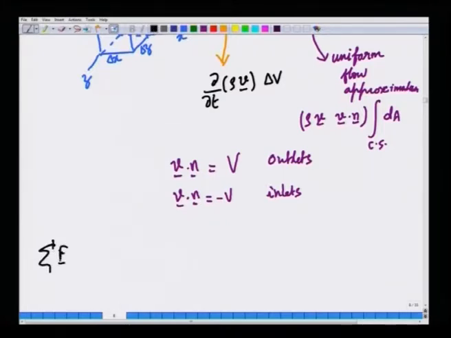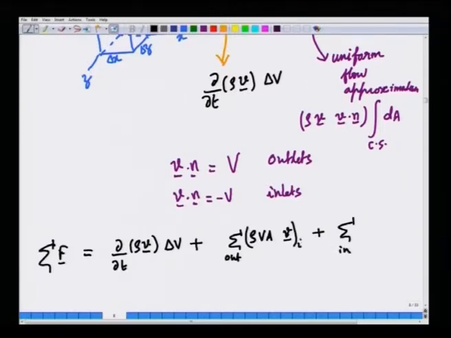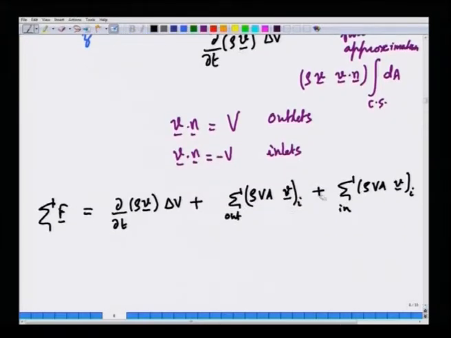the summation of all the external forces acting on the control volume is equal to d/dt of rho v times delta V, plus the summation over all outlets of rho v A times v, plus the summation over all inlets of rho v A, times v, where i is the index that goes over the various outlets. There is a minus sign because you know that v dot n is negative for an inlet.